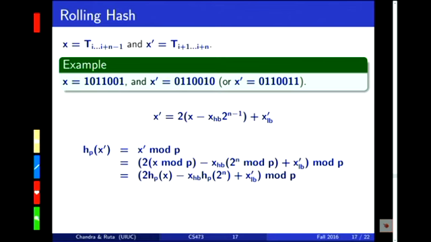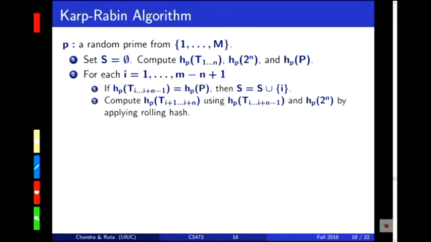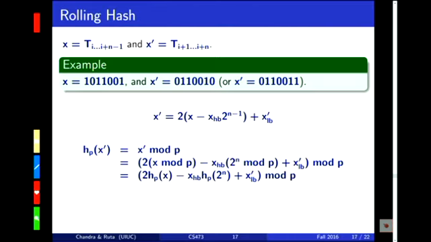So you see the simplification, right? Instead of computing the entire x prime mod p, I can do this summation if I have hp x mod p and 2 to the n mod p, and then I just have to do mod p after this summation. So that's exactly what we will do. That's called rolling hash.